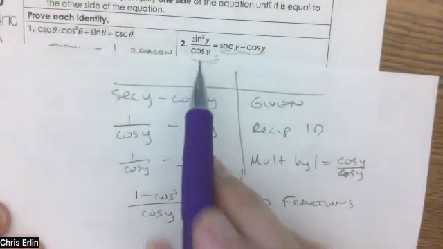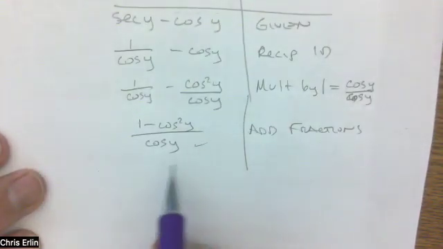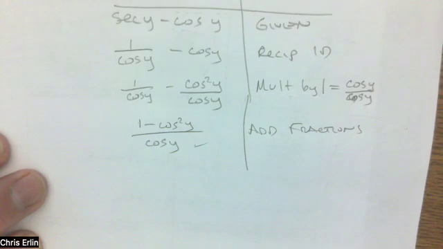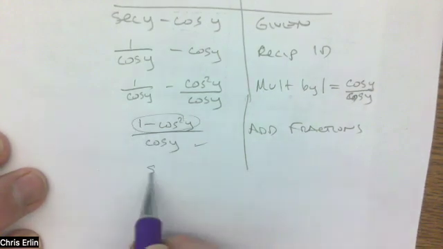We're trying to get to sine squared over cosine. We've already got our cosine on the bottom. That looks fine. The top needs to be sine squared. What can we do? Good. We can just swap this out. This is the same as the Pythagorean theorem.